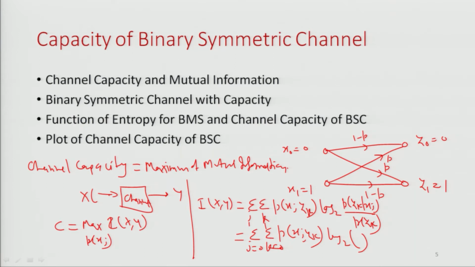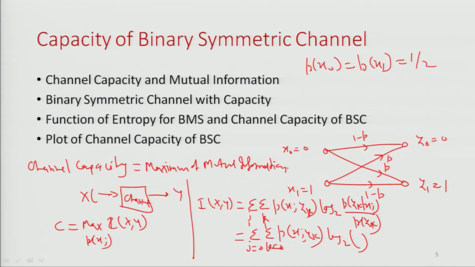Input probabilities, then to maximize this, as in the case of entropy, that was maximum when input probabilities are equiprobable. Then we take input probabilities P(x_0) equals P(x_1) equals half, that is the equiprobable case when entropy was maximum. Here again we can get this as a maximum for P(x_0) equal to P(x_1) equal to half.